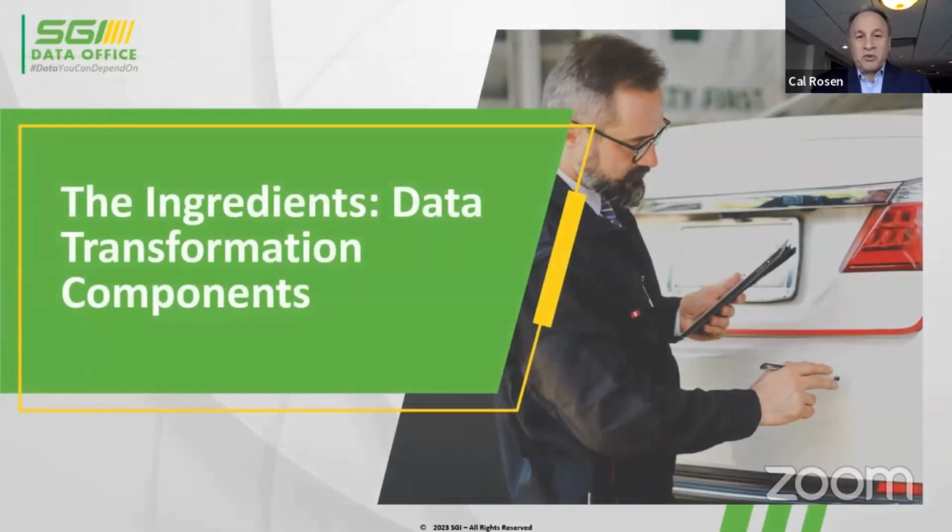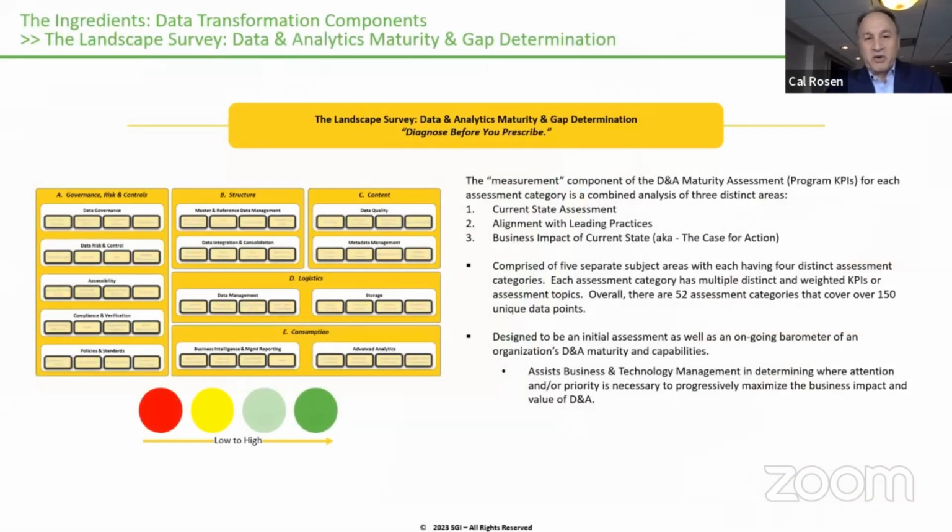I apologize for moving through this really quickly, but based on the time constraints, I want to make sure I get through the majority of the material. So now taking a look at the ingredients. So the landscape itself is really around diagnosing before you prescribe. So there's really 3 questions that you're going to ask across a variety of different dimensions. In total, there are 52 different categories that I've identified.